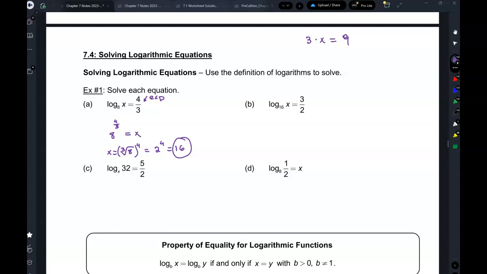Is it warm in here or is it just the logarithms? What do you think? It might just be the logarithms.